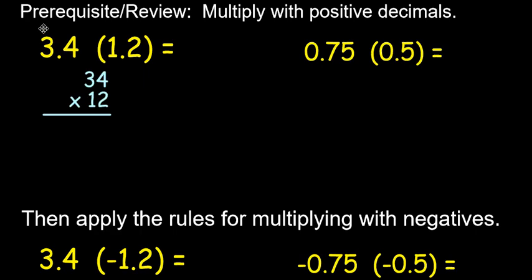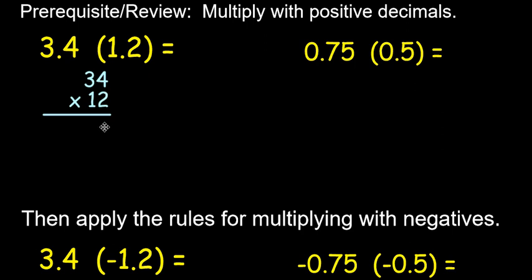And here we go. In order to multiply with positive and negative decimals, we have to first be able to multiply positive decimals. So a quick rule when multiplying positive decimals, like this example: multiply as if they're whole numbers. So instead of 3 and 4 tenths times 1 and 2 tenths, let's think of it as 34 times 12.